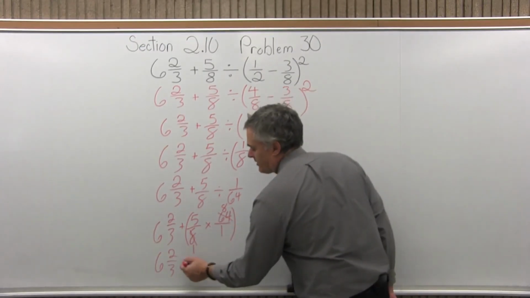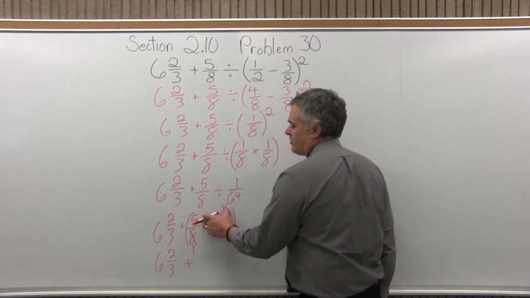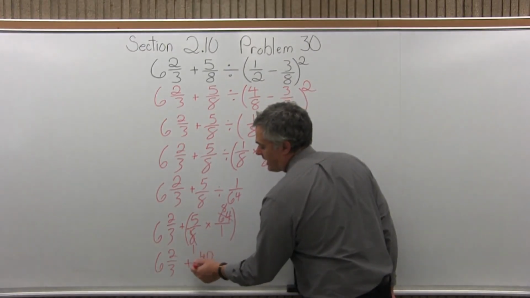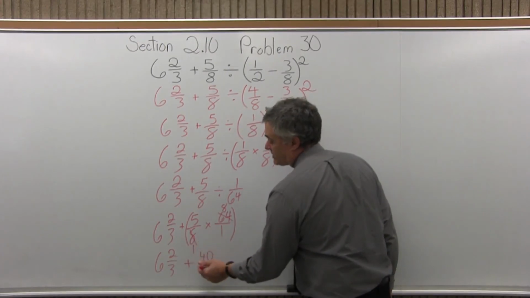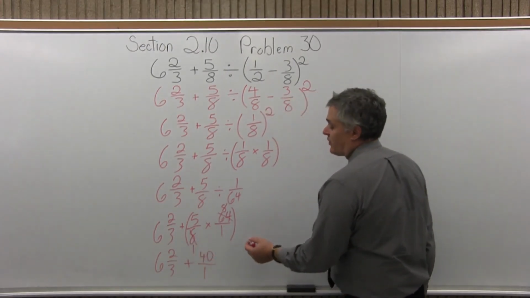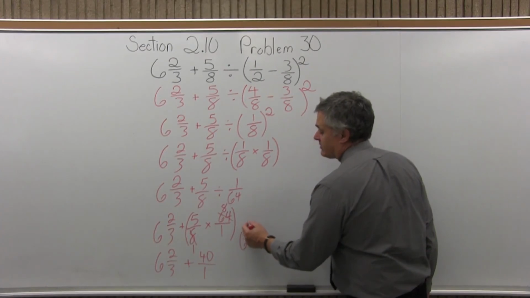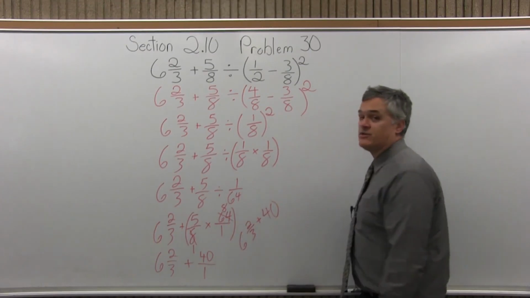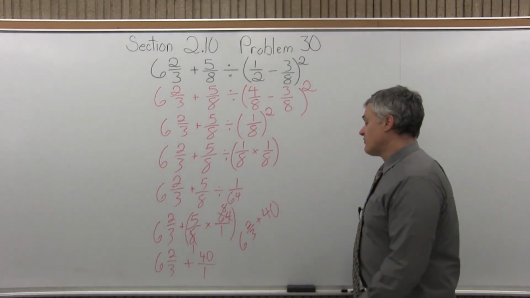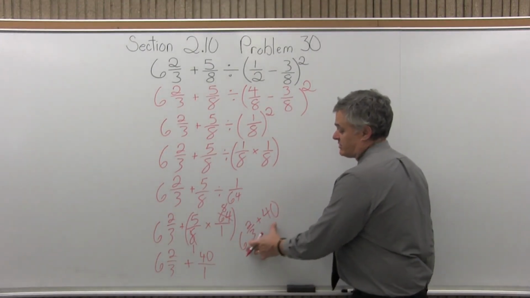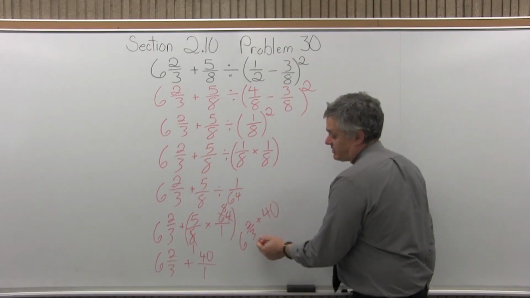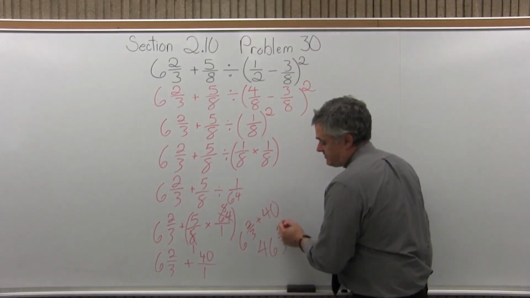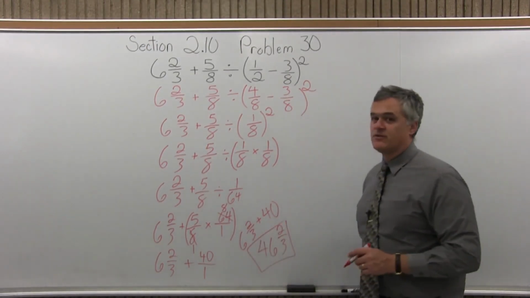Now what I'm left with is I can multiply numerator times numerator. I have 5 times 8, which is 40. And in the denominator is 1 times 1, which is really just 1. So 40 over 1, the problem really boils down to 6 2/3 plus 40. 40 over 1 can just be written as 40. So 6 2/3 plus 40, the 40 doesn't have a fraction with it, so I can just combine the 6 and the 40, the whole numbers, and my final answer will be 46 2/3. That's the answer for problem number 30.